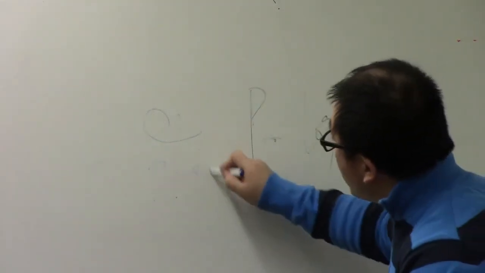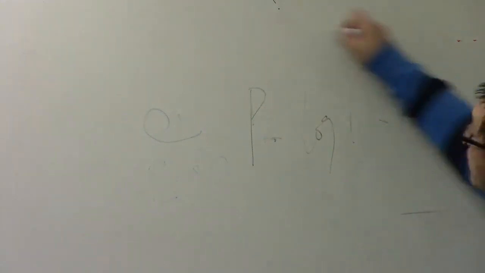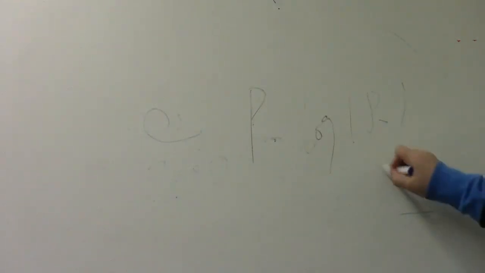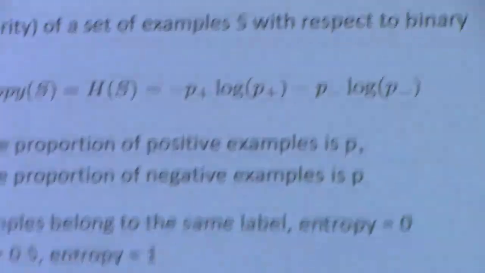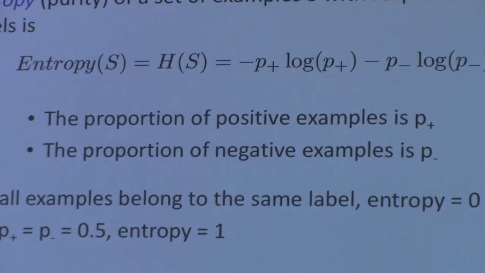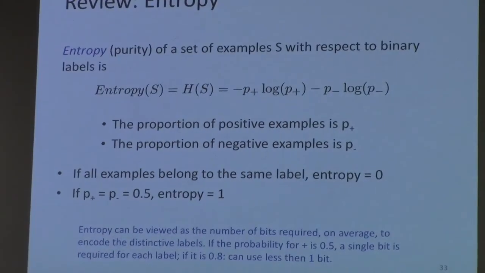When p minus is approaching 0, what's the limit of this sequence? It is 0, right? You can check it easily with, like, L'Hôpital's rule or whatever. It's very easy to prove this limit is 0. And this case is easily extended for multiple labels. So if all examples belong to the same label, the entropy is 0.